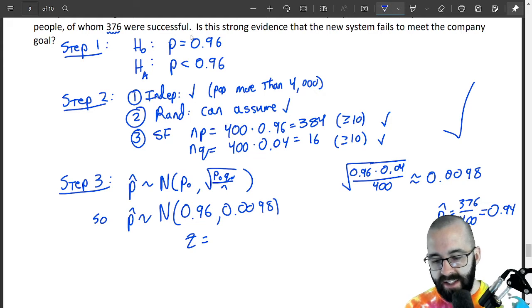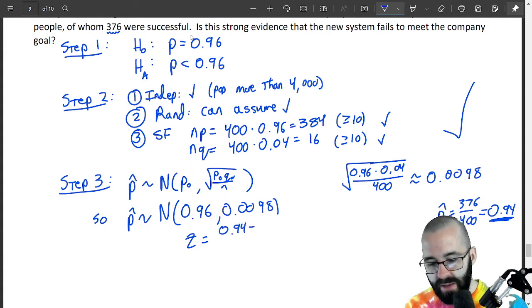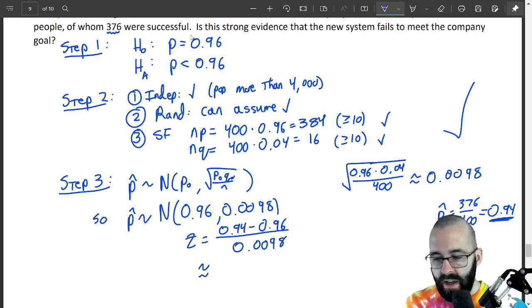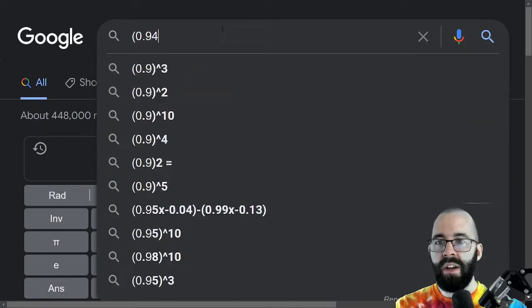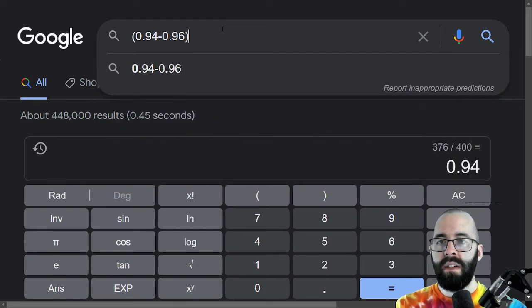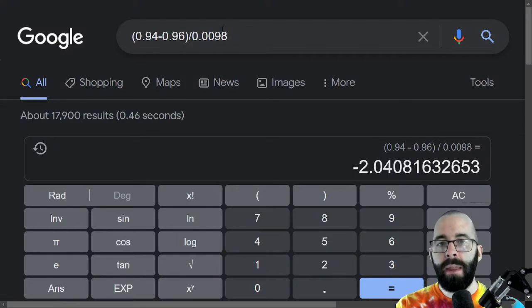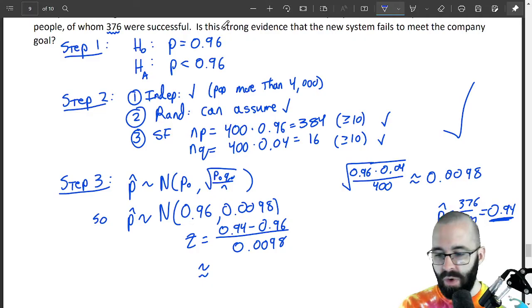So to calculate our test statistic to see how many standard deviations this is away from our mean, we use that formula, 0.94, subtract the mean, and divide by the standard deviation for this normal distribution. And our z value is going to be 0.94 minus 0.96 divided by 0.0098, I believe. Yep. Negative 2.04.